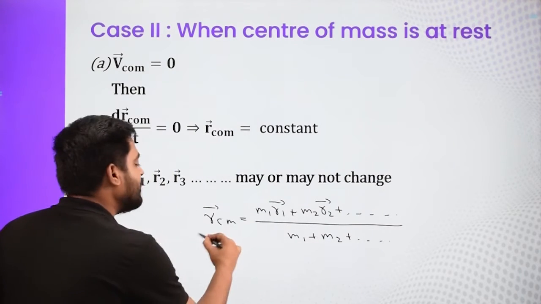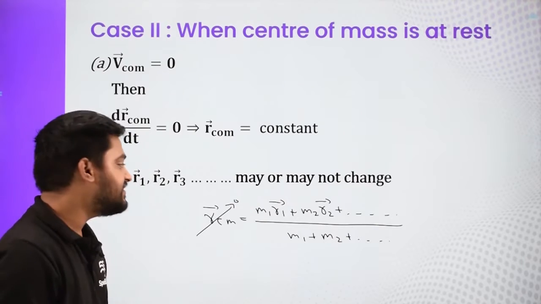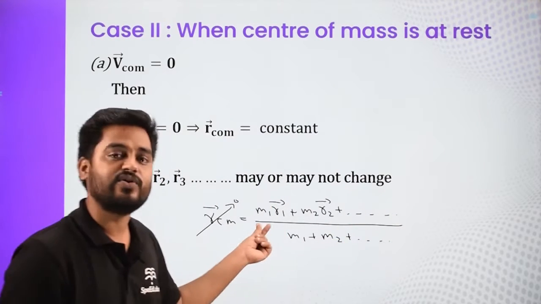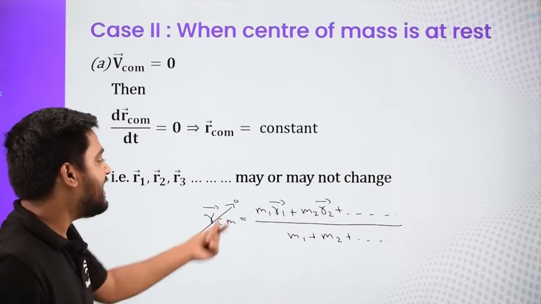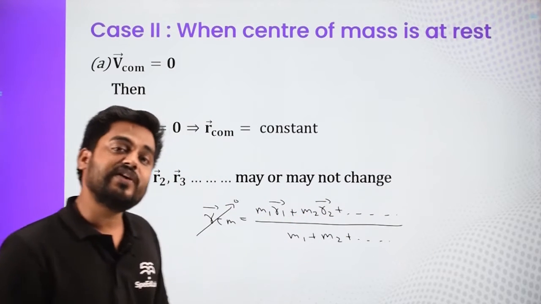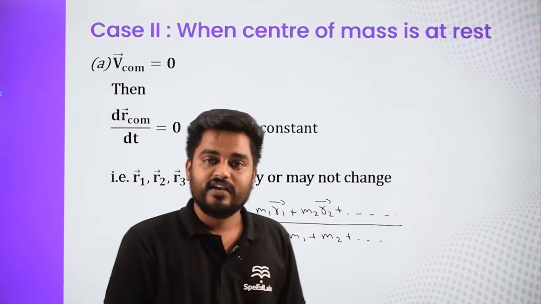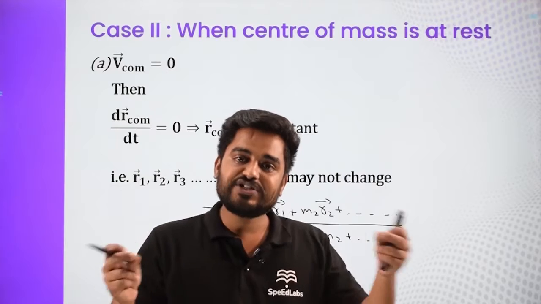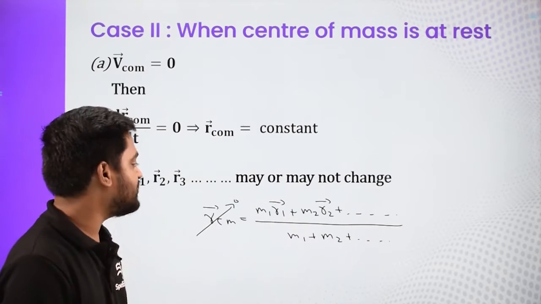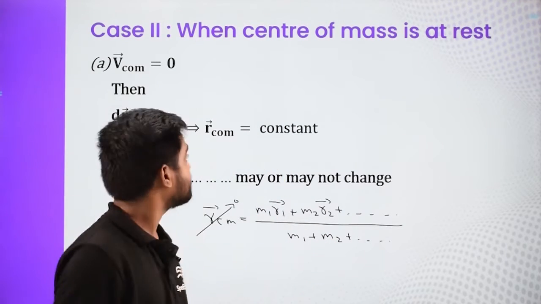And now I will say, even though this thing is 0, that means this addition, this numerator is 0, not the individual things are 0. So individual positions, they may or may not change. So even though our center of mass is stationary, like center of mass is not moving, still the individual particles, they may move and their position might change.